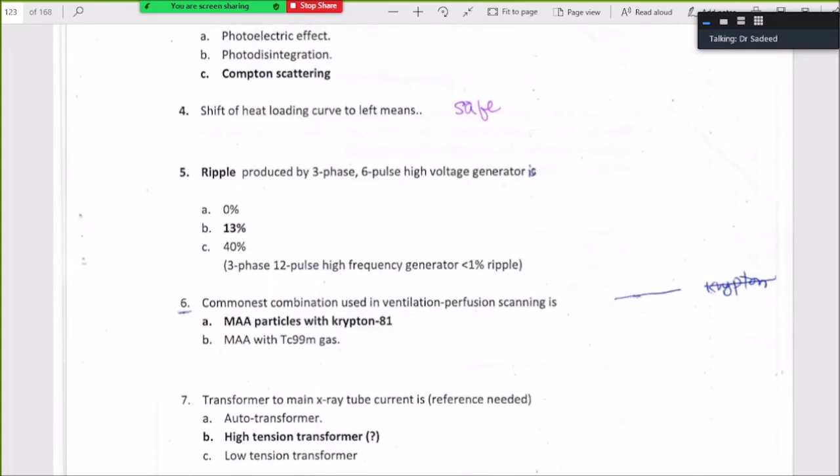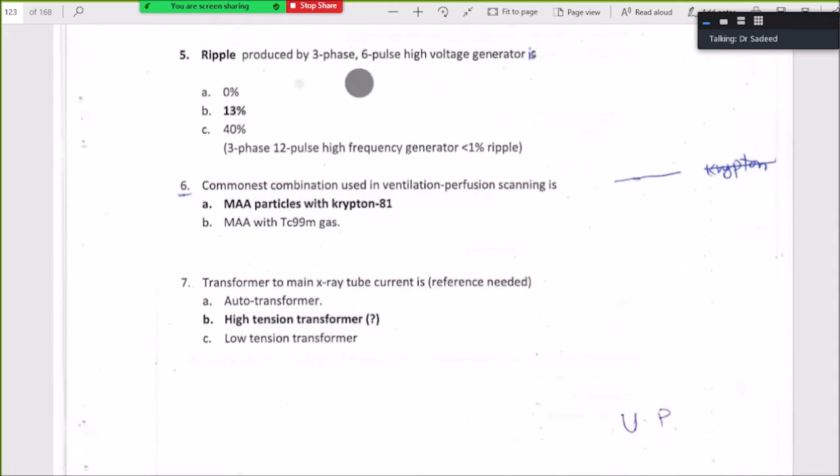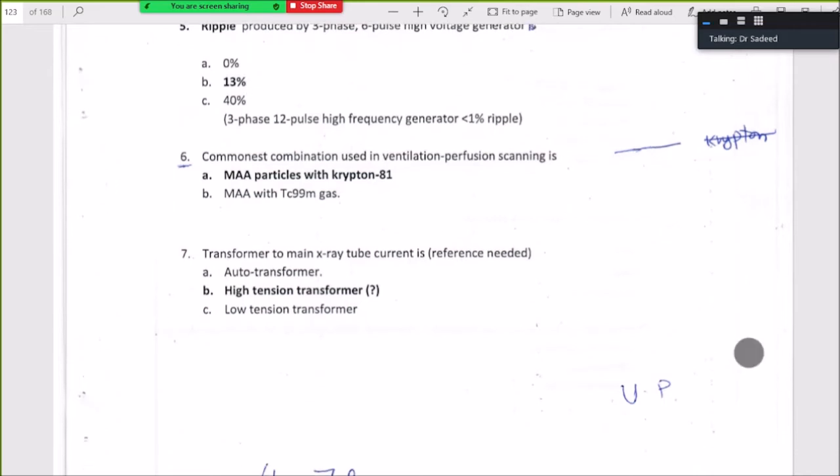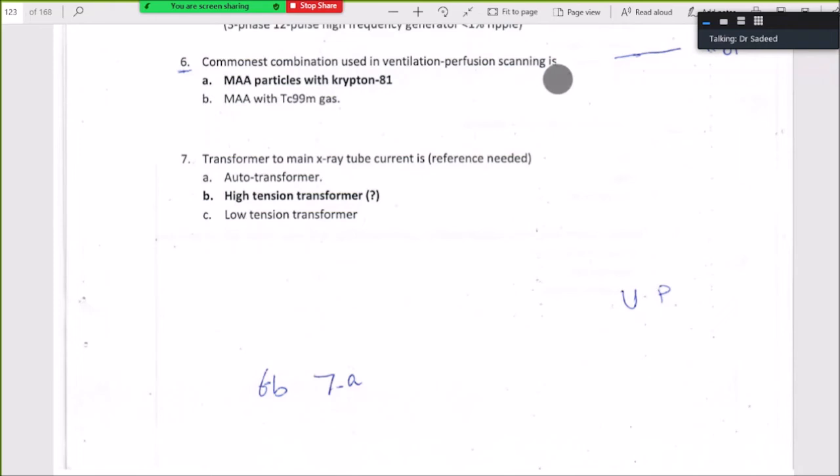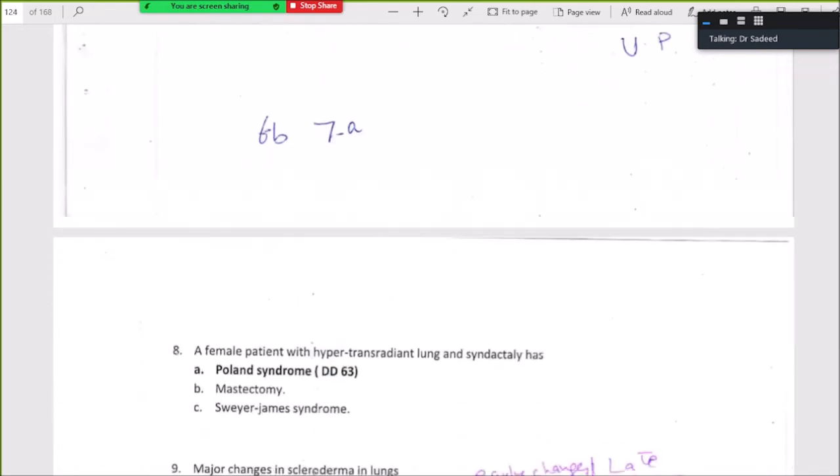4. Shift of heat load curve to left means safe. 5. Ripple produced by a 6-pulse high voltage generator is 13%. 6. Commonest combination used in myocardial perfusion scanning is MIBI with thallium. 7. Transformer to main X-ray tube current is an autotransformer.